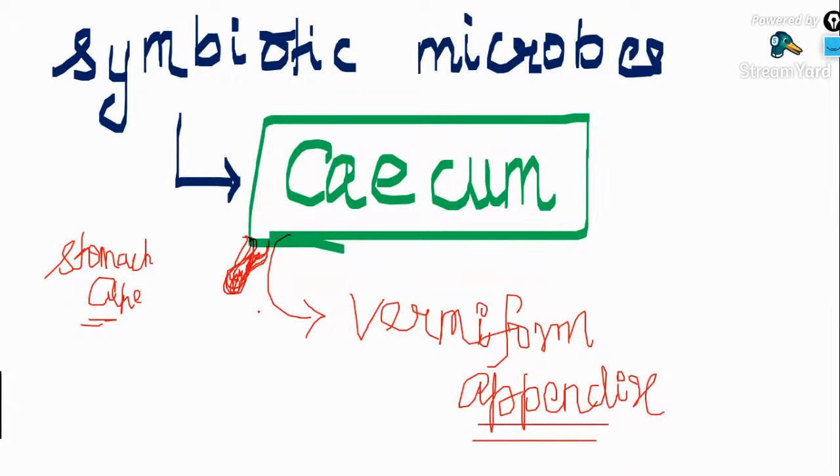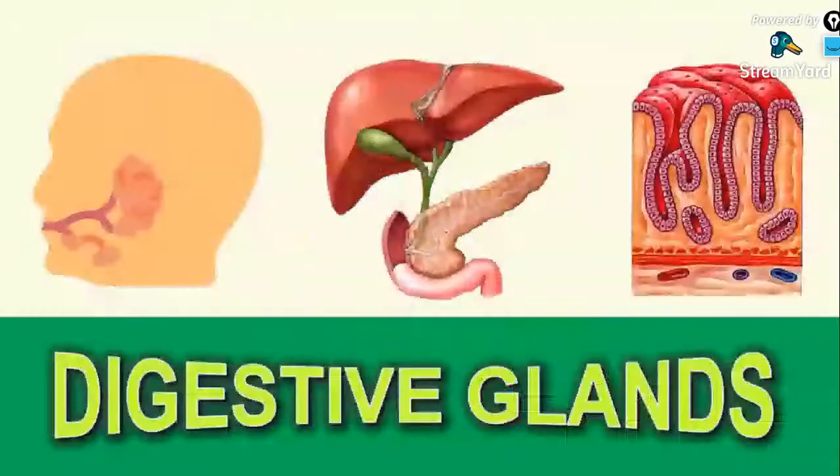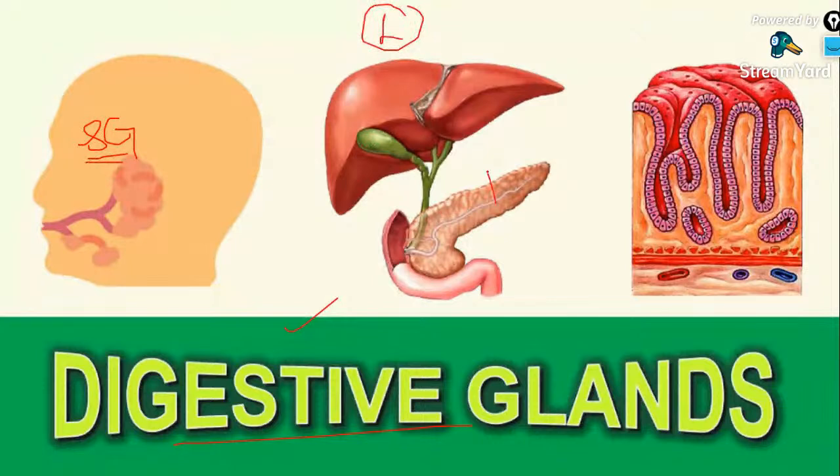Okay, so guys, in the next class we would be studying the digestive glands. That is, we have to study about the salivary gland, the liver, the pancreas, duodenum, villi, gastric glands, etc.